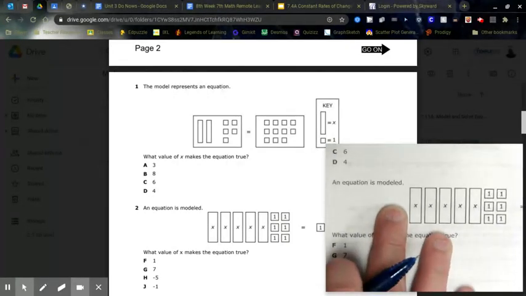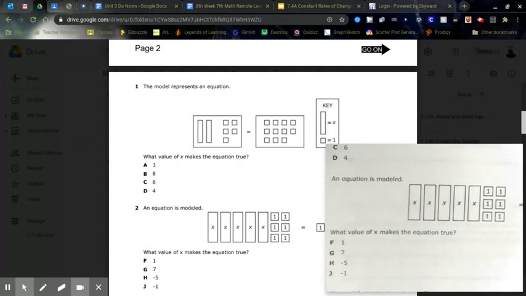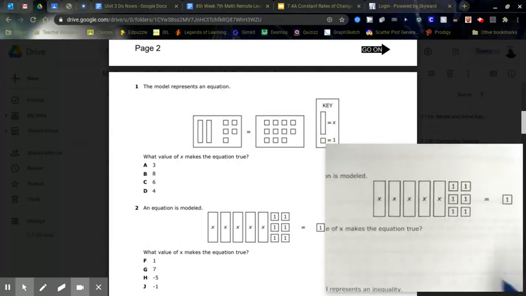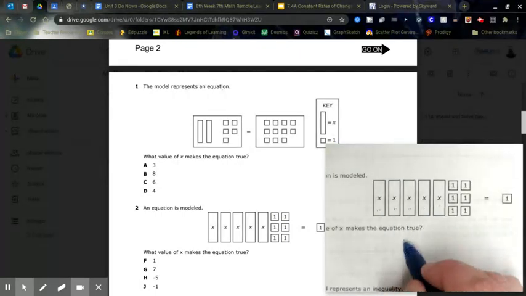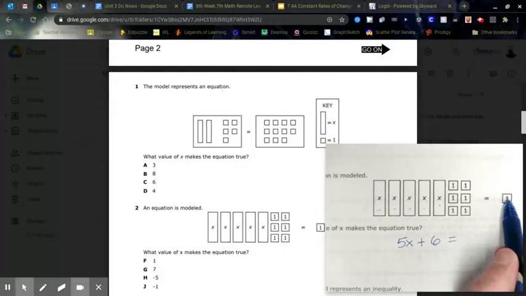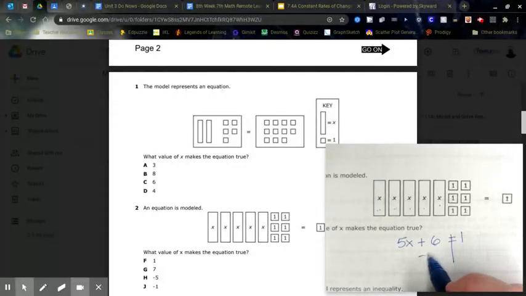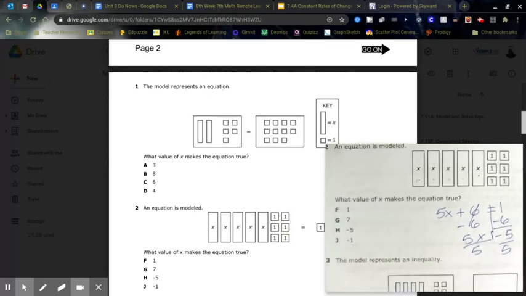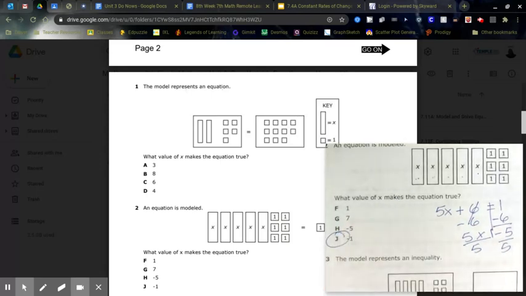Okay? An equation is modeled. What value of x makes the equation true? Again, let's see, we have 1, 2, 3, 4, 5. So the other way is we can write the equation 1, 2, 3, 4, 5x. Those are positive, so we're going to do plus 1, 2, 3, 4, 5, 6 equals 1. And then we solve. Minus 6, because that's adding. 1 minus 6 is negative 5, and then 5x, and we divide by 5. So x equals negative 1. So the answer is J.